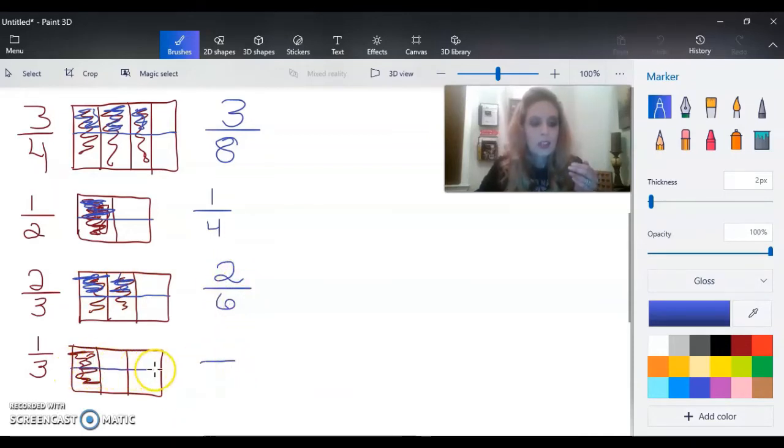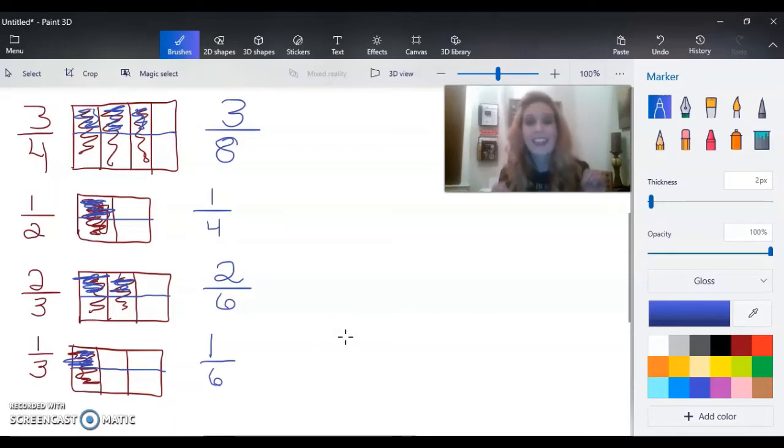And on this one, cut it in half: 1, 2, 3, 4, 5, 6. Only looking at the parts I've got colored in, I need half of those. Well, I've got 1, 2 colored in, so 1 of those would be half. So 1/6 would be half of 1/3. Does that make sense?